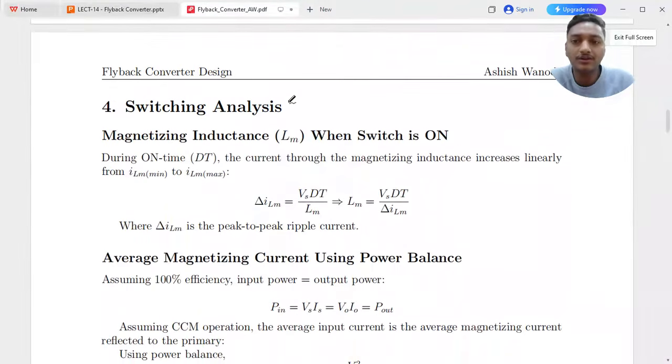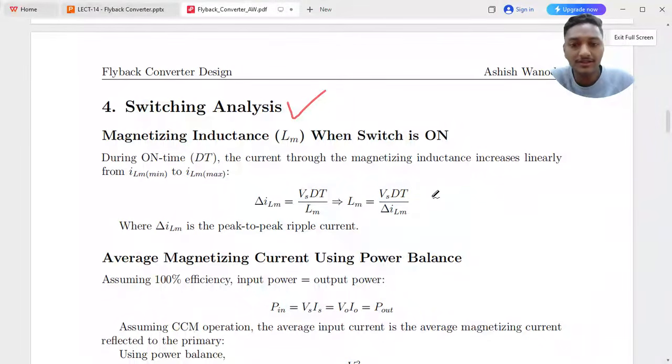Now we will talk about the switching analysis part. This is very important, because now we will go on to design the parameters. We are going to study how to design the parameters. Now, in the switching analysis, what is happening to the magnetizing inductance Lm when the switch is on?